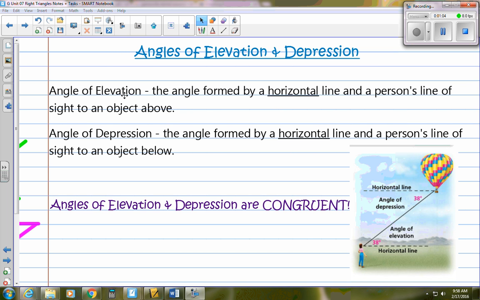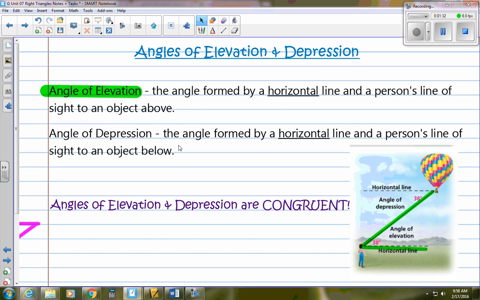So an angle of elevation is kind of what it sounds like. It's the angle formed by the horizontal line and the person's line of sight looking up to something. So elevation, we look up. If you find a horizontal line and the angle to get to the other side, you have to go up, that would be an angle of elevation. Okay, so right here, this is your angle of elevation. Again, always with a horizontal line.